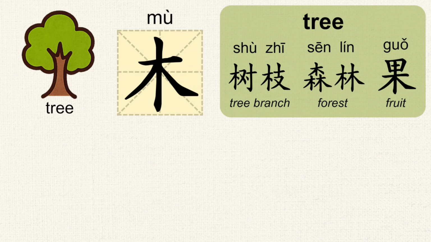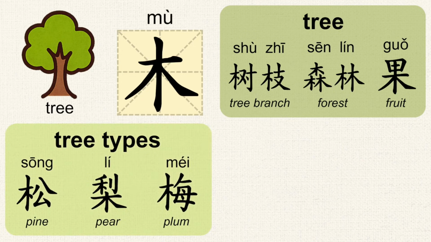森林 is a famous example of how some Chinese words just explain themselves. A forest is just a whole bunch of trees, each one represented by 木. It's also in 果, meaning fruit. For example, apple is 苹果.